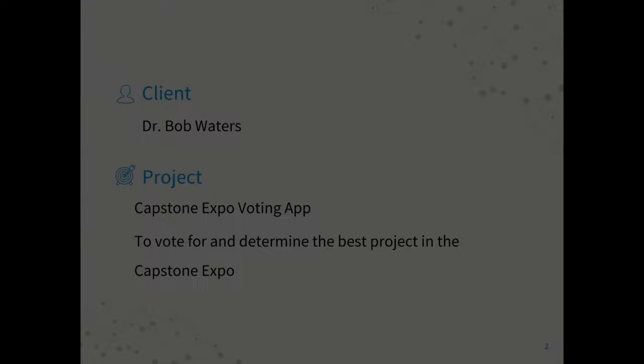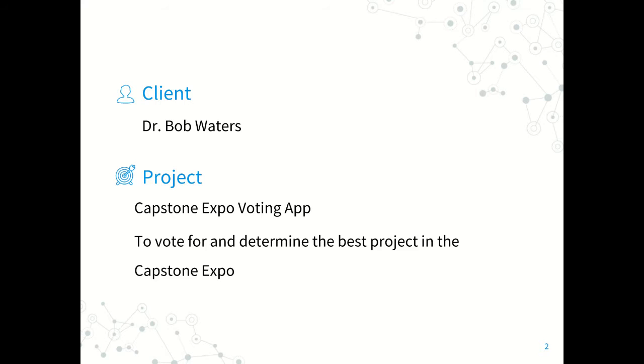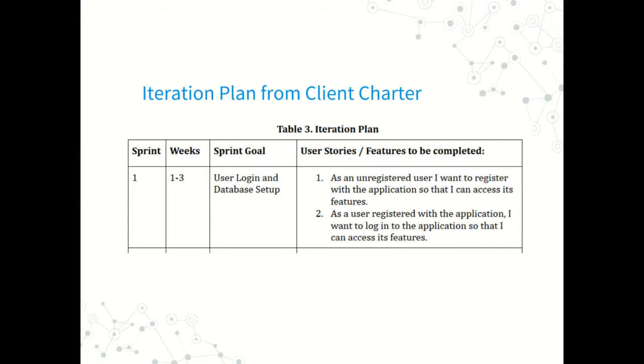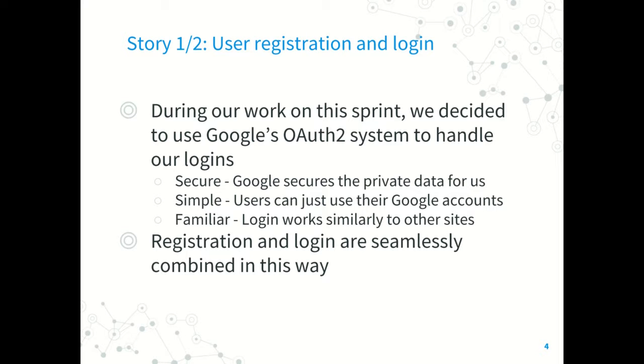Our client is Dr. Bob Waters, and here is our iteration plan that we agreed on with him. Our first sprint includes user login and the database setup, and the two stories are user registration and user login. During this sprint, we decided to use Google's OAuth2 login system to handle our logins.